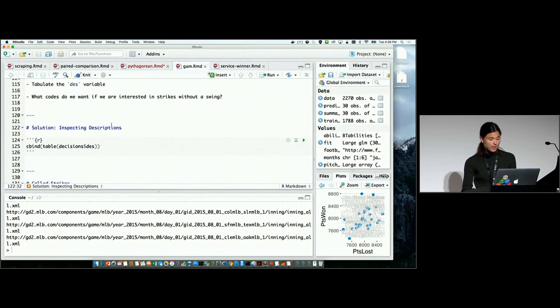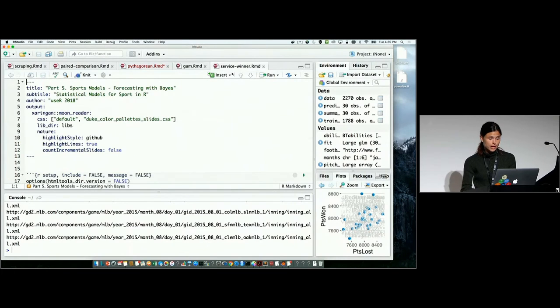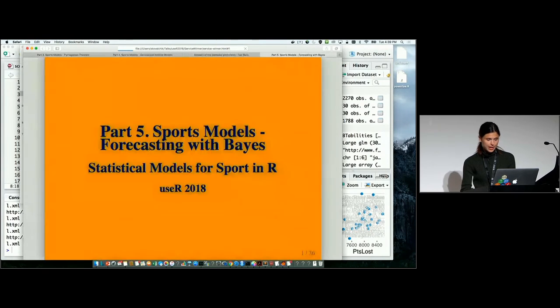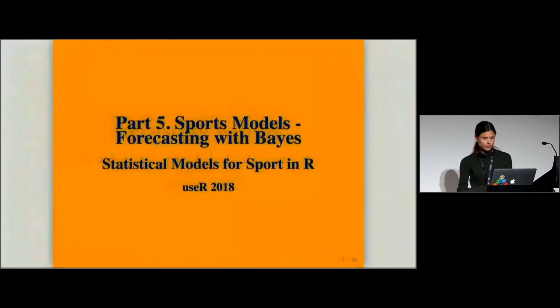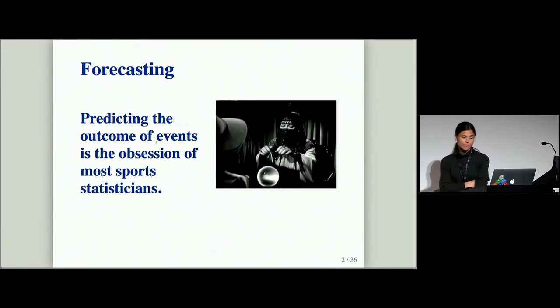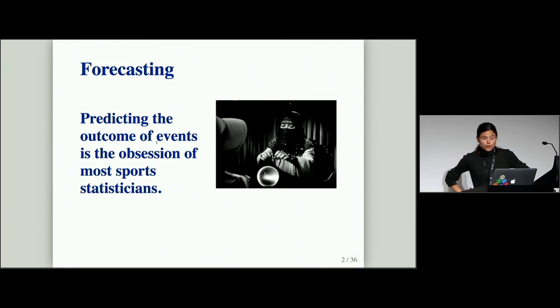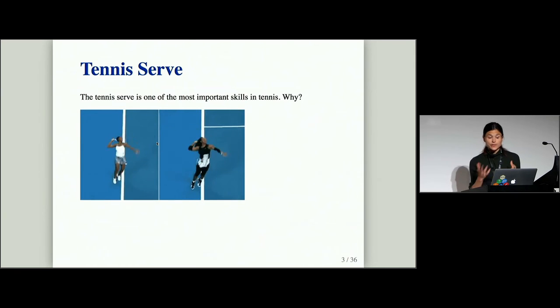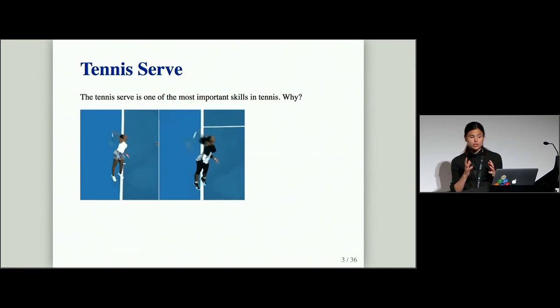All right, so just to wrap up, I wanted to introduce some other forecasting approaches. This one's in the service winner markdown. If you open that up, what we're going to look at in this section is forecasting using Bayesian inference. We've had some examples of models for setting expectations. In this one, we're going to look at a very specific type of outcome, like an individual event. Specifically, we're going to be interested in outcomes on serve in tennis.